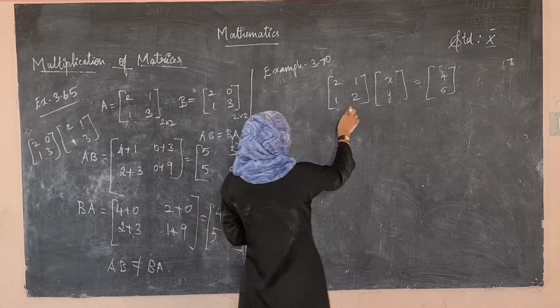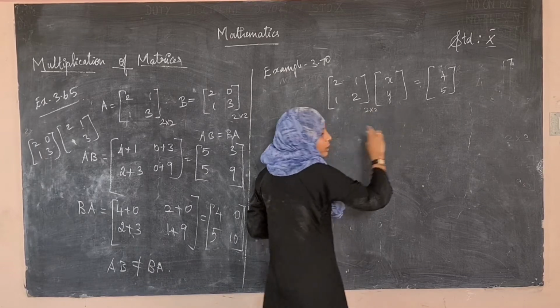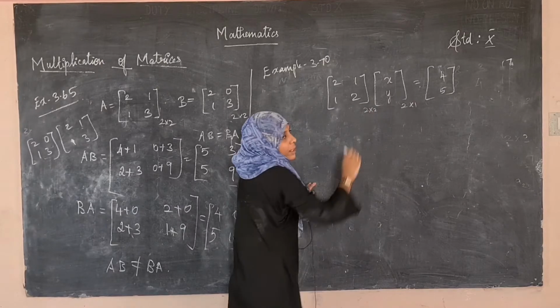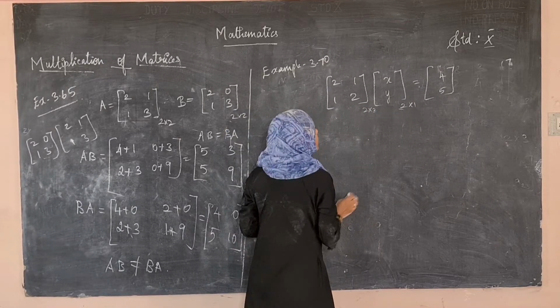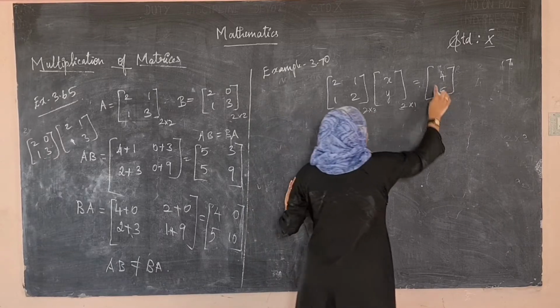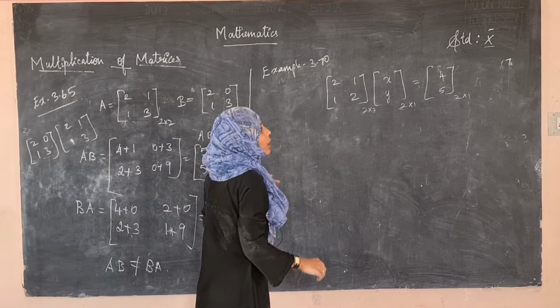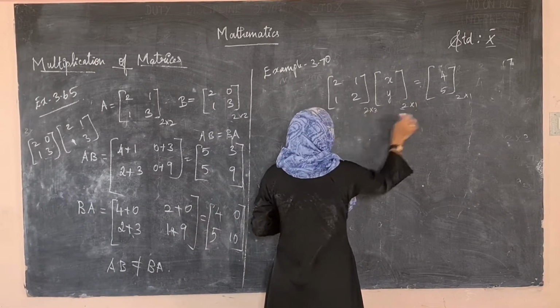See, what's the order of this matrix? 2 cross 2. What is the order of the other matrix? 2 rows and 1 column. 2 cross 1. The multiplication of these two matrices is possible since this is equal to this. The resulting matrix will be in the form of 2 cross 1. See, this is the 2 cross 1. This is correct. Now we are going to find the multiplication.